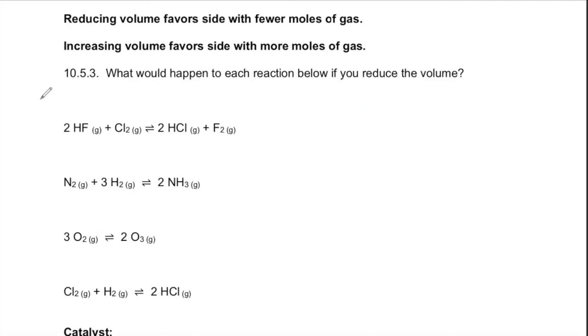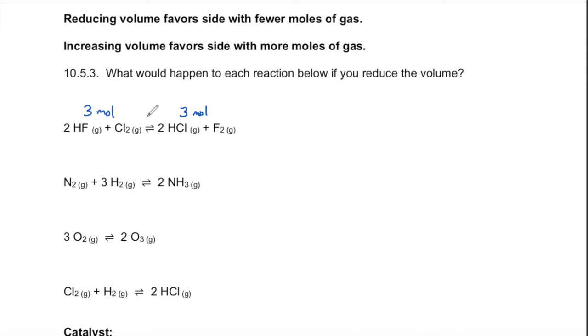All right, I scrolled up so we can see all of these examples. Let's count the moles of gas on each side. It looks like all of these reactions are entirely gas, so we can just count everything. This side has 3 moles of gas: 1 of hydrogen fluoride, 2 of hydrogen fluoride, 1 of chlorine. And this side has 3 moles of gas: 2 of hydrogen chloride and 1 of fluorine.